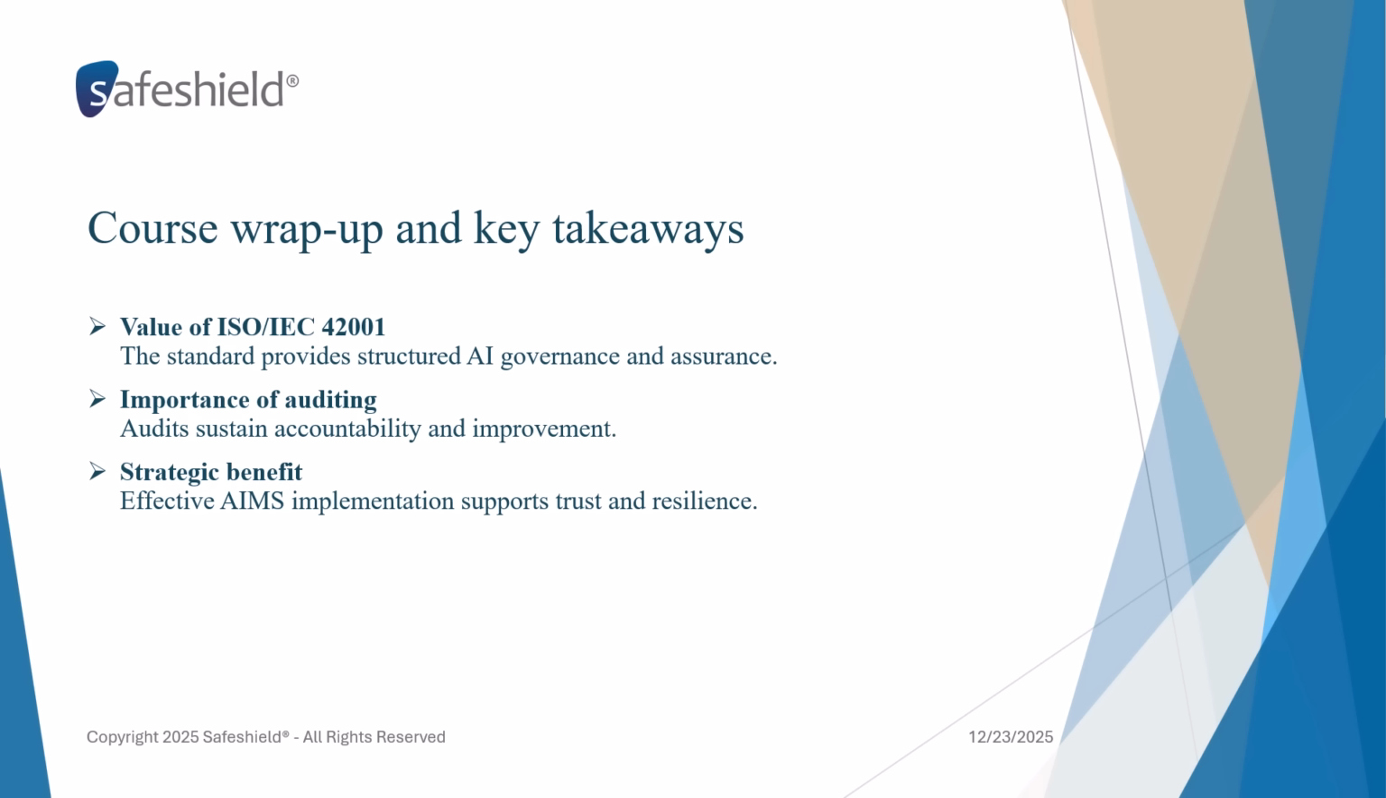ISO 42001 also enables alignment with external frameworks and regulations, including the NIST AI Risk Management Framework and the EU Artificial Intelligence Act. This alignment supports regulatory readiness and enhances organizational credibility. Organizations that adopt ISO 42001 are better positioned to manage AI risks responsibly, demonstrate due diligence, and build trust with customers, regulators, and society. The standard provides a foundation for sustainable and accountable use of artificial intelligence in complex and evolving environments.